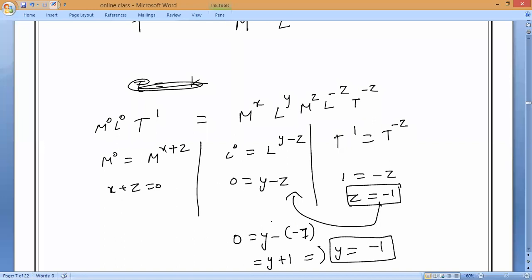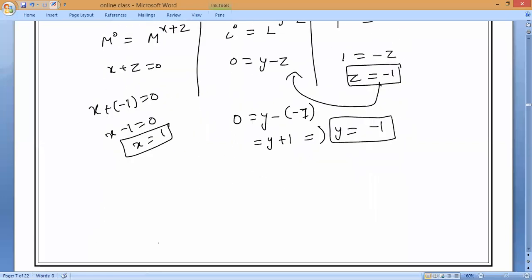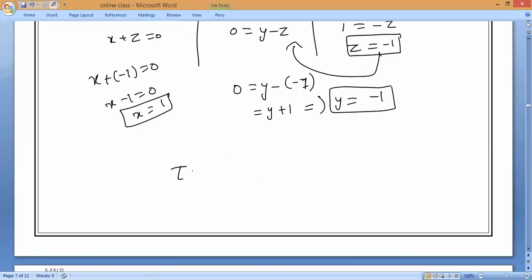Everybody remember. Now bring that value and put it here. We all know x plus z is 0, so x plus minus 1 is equal to 0, so x minus 1 is equal to 0. The x value is 1. So tau is equal to K into m power 1, r power minus 1, eta power minus 1.